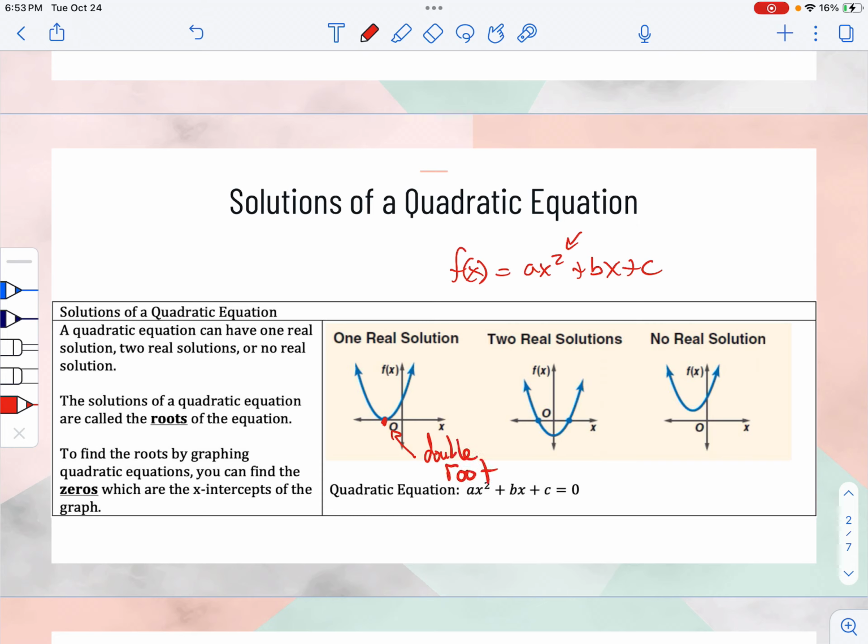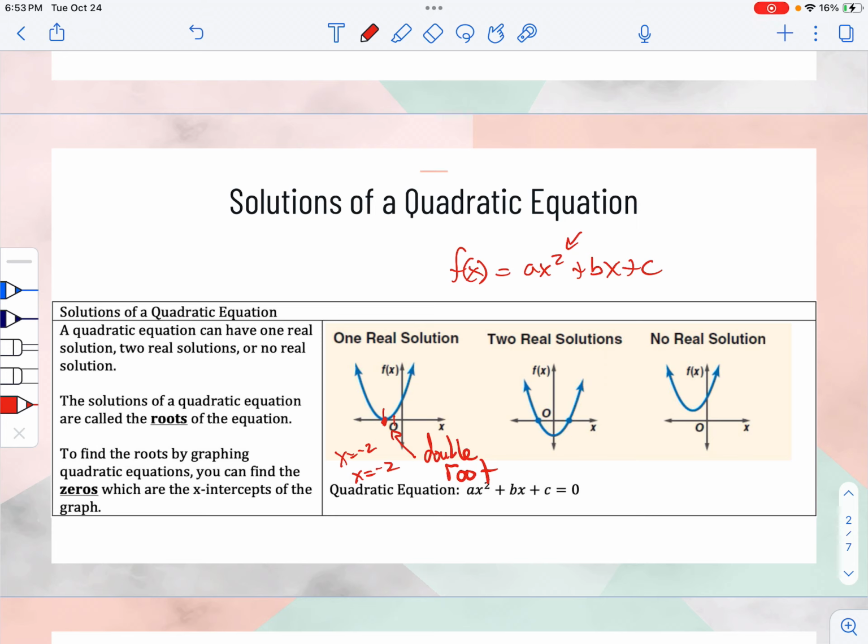And the root is another word for a solution. It just means that you have two solutions at the same point there. So if that was at like -2, you'd have x equals -2 twice. But you only really have to list it once. So they call it a double root.